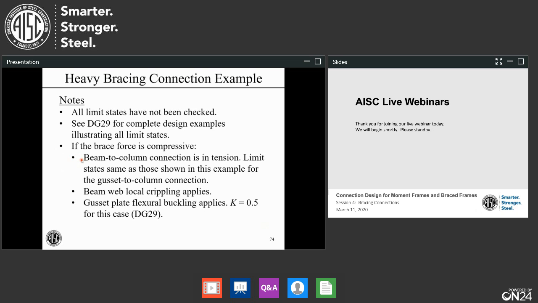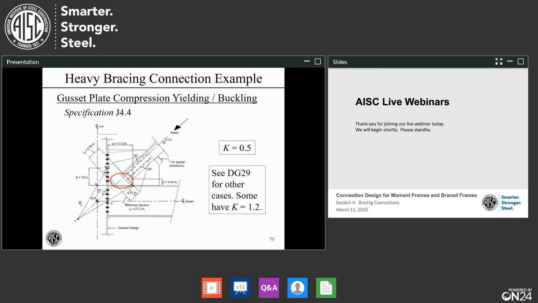First, the beam to column connection would be in tension. That means it would be like the gusset to column connection that we just looked at. Next, beam web local crippling would also apply. Finally, we would need to look at gusset plate flexural buckling, or just compression, and that could be compressive yielding or flexural buckling, and we have K of 0.5 in this case from Design Guide 29. So we have compression, yielding, or buckling in this region. Now, in Design Guide 29, there are various other cases. Some of them have K of 1.2, so go in there and find a connection like yours to see what to use for K.